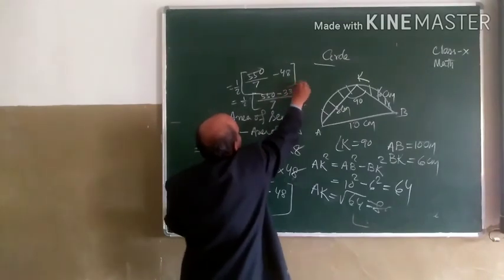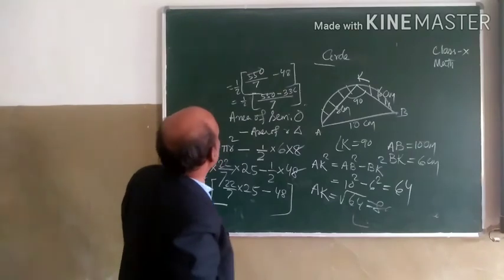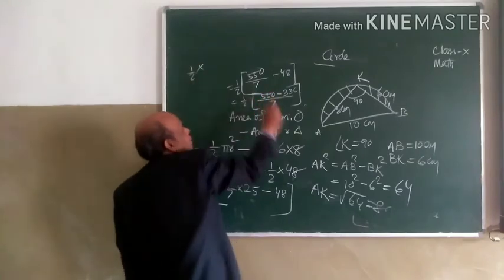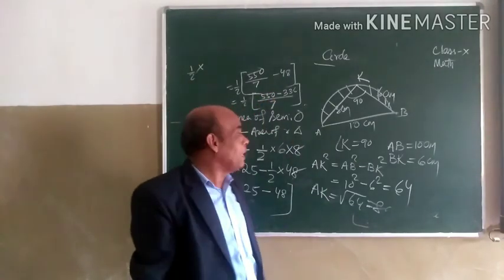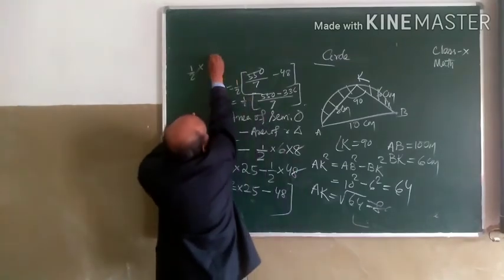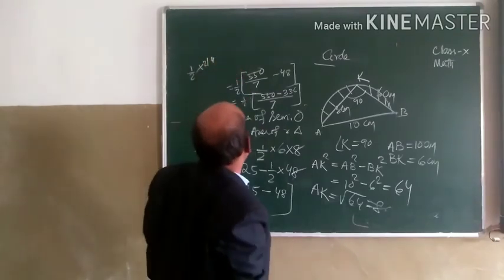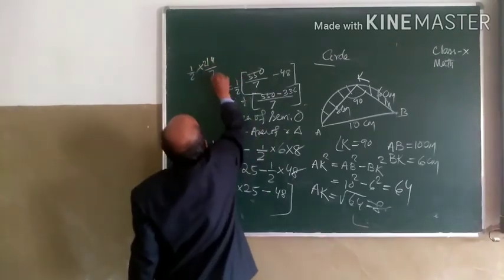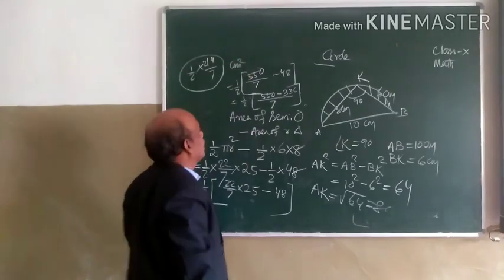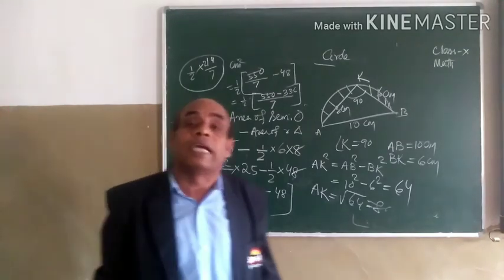After taking LCM, you get 336. So you will get the answer half into 550 minus 336. 550 minus 336, what are we getting? That is 214 by 7. So this much centimeter square, that is the answer after calculation.